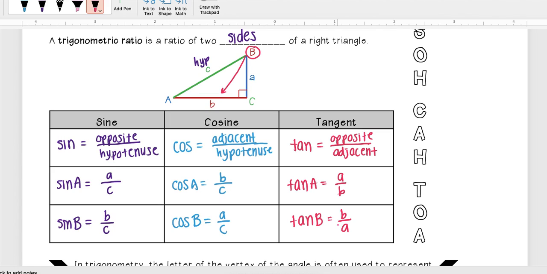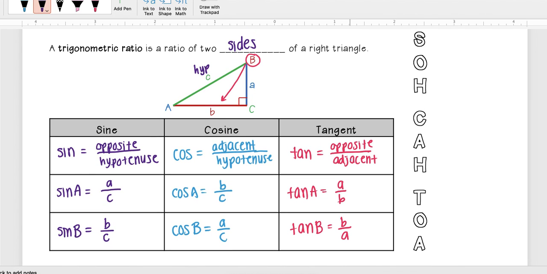So you may notice a couple of patterns here. I see first that sine of A and cosine of B are both the same thing. They're both A over C. And same thing with sine of B is actually the same thing as cosine of A. That's going to happen every time. And then with the tangents, you see they just flip-flop from each other. So those are some patterns that we're always going to see.